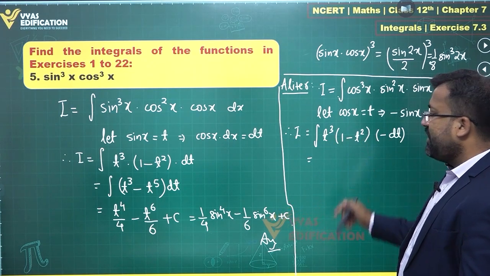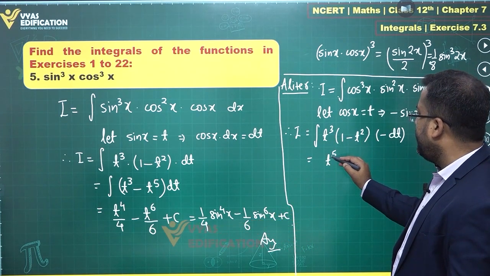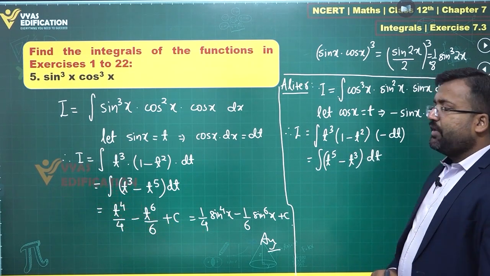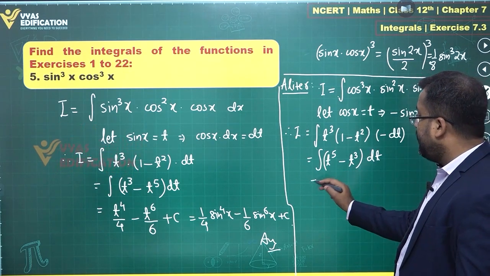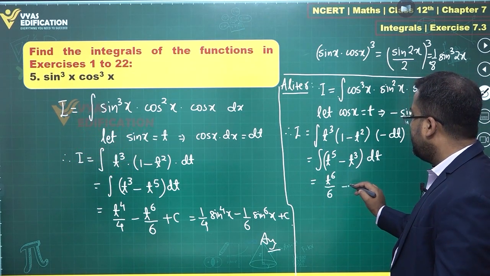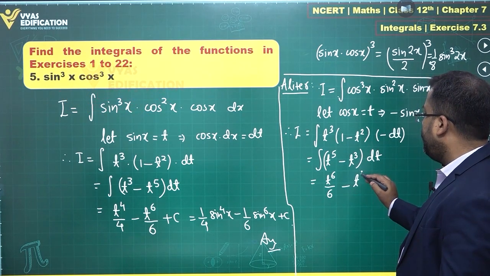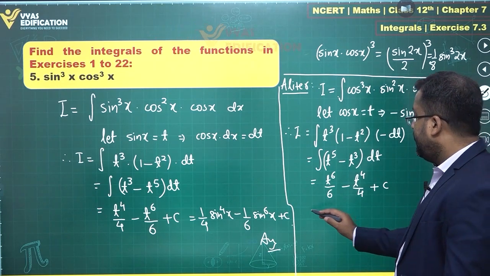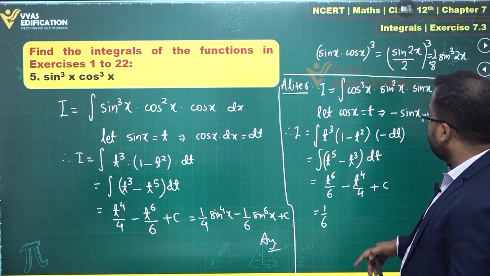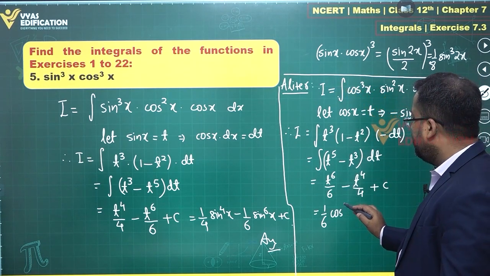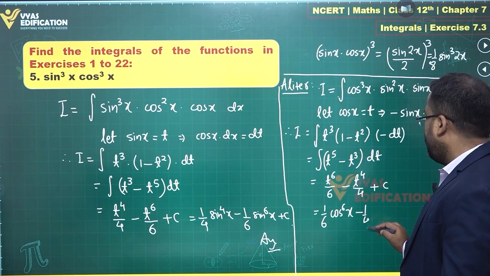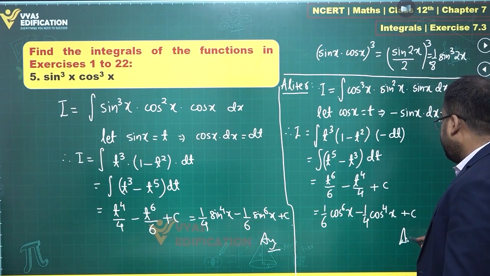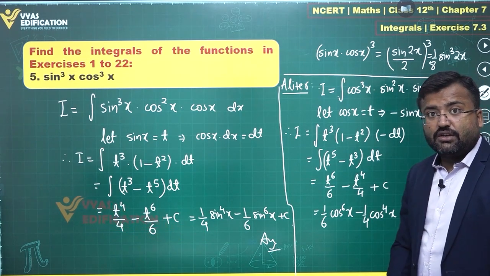This becomes t power 3 minus t power 5. There's a minus, so this becomes t power 5 minus t power 3 in the bracket, and the integral with respect to t. The integral of t power 5 will be t power 6 upon 6. The integral of t power 3 will be t power 4 upon 4, plus a constant of integration. So this is 1 by 6 cos power 6 x minus 1 by 4 cos power 4 x plus constant, and that is the required answer for this question.